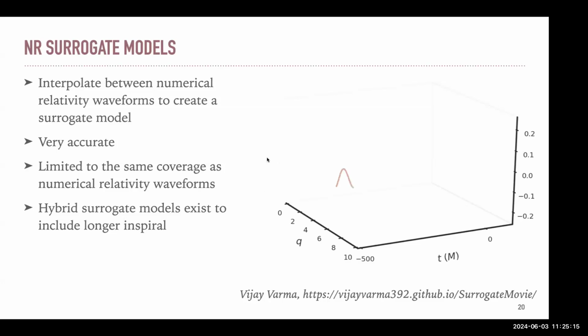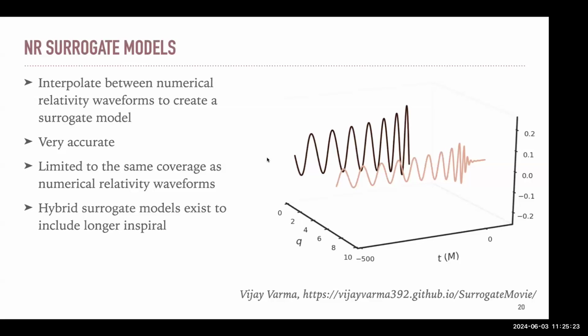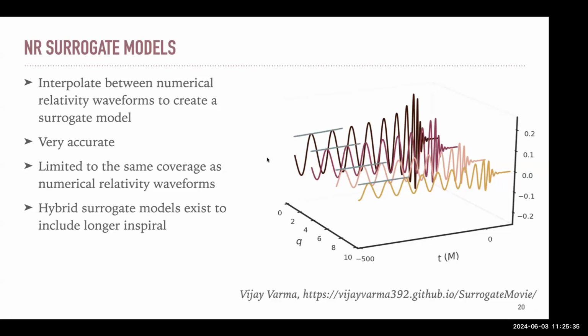They're very accurate. This visualization I found on Vijay Varma's website shows this really well, that I really like. So here's a gravitational wave at one mass ratio, a gravitational wave with a different mass ratio. And then you can keep making waveforms. There's the amplitude evolution.